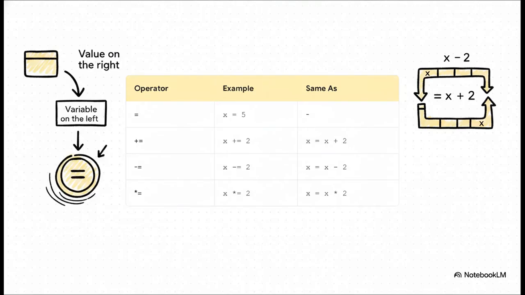And here it is, the single equal sign. This is the assignment operator. It's not asking a question, it's making a statement. It takes the value on the right and stores it in the variable on the left. The other ones, like plus equals or minus equals, are just awesome shortcuts. Instead of typing x equals x plus 2, you can just type x plus equals 2. It's cleaner, faster, and makes it really obvious you're just updating a value, like adding points to a score in a game.